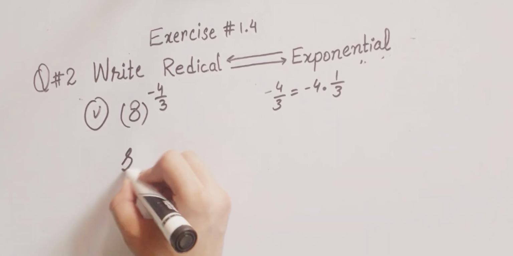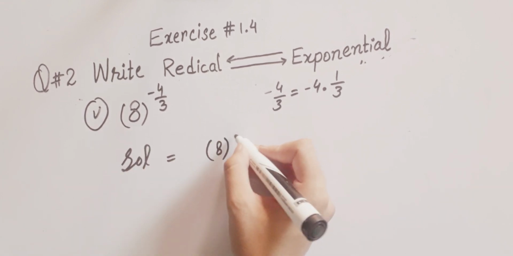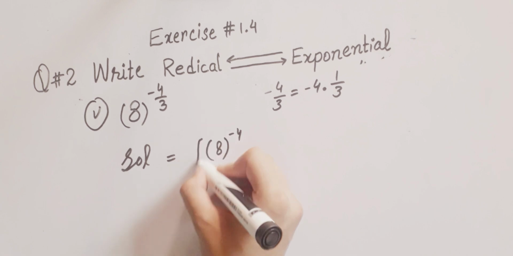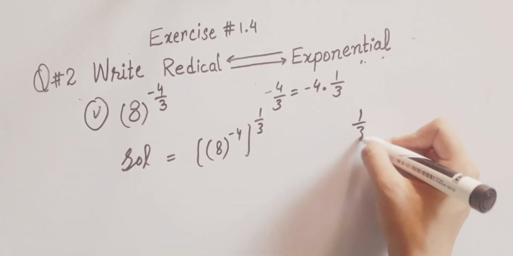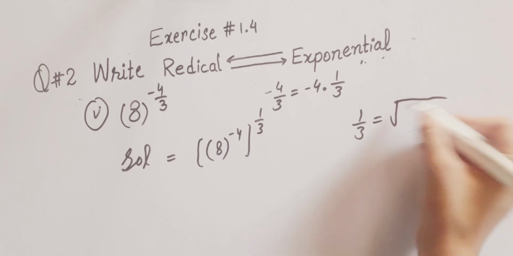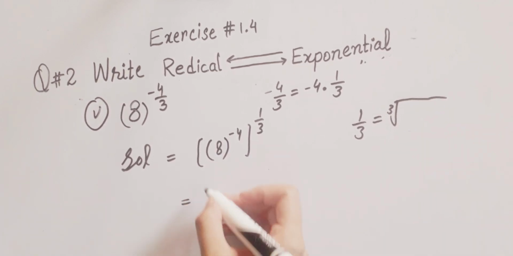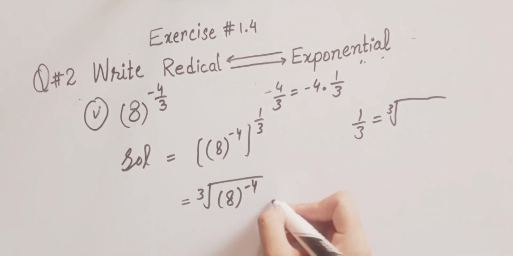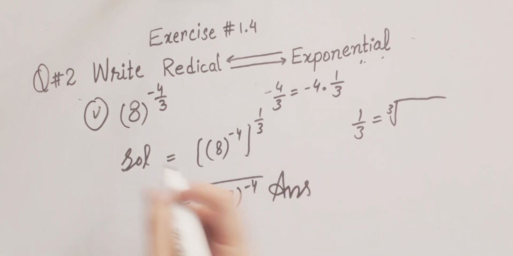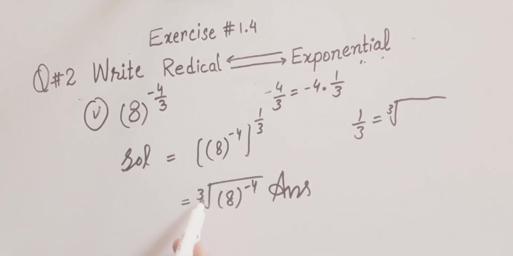So we will solve this. 8 power minus 4 and whole power is 1 by 3. We know that 1 by 3 is equal to the cube root. So we will write this as the cube root of 8 power minus 4. This is the answer of this question. This is in exponential form. We have converted this into radical form.